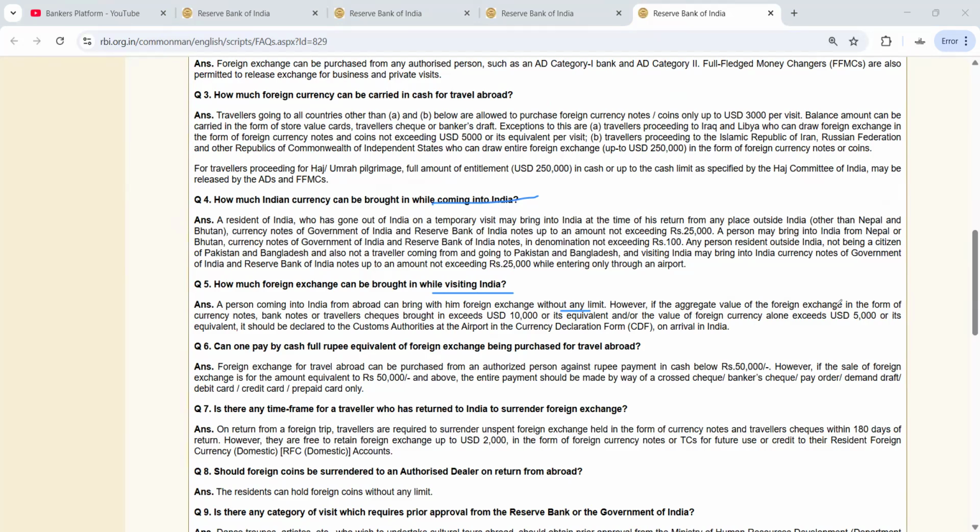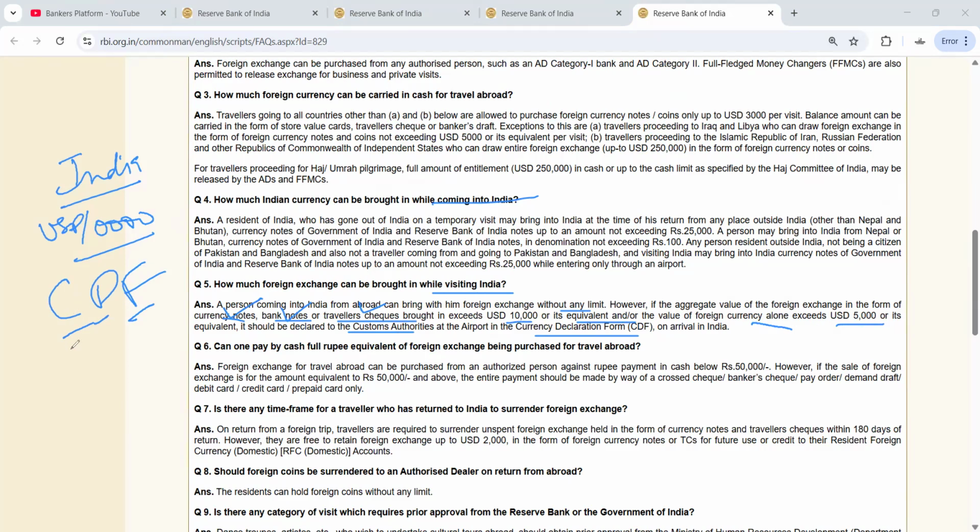However, if the aggregate value of foreign exchange in the form of currency notes, bank notes, and traveler's checks brought exceeds 10,000 or its equivalent, or the value of foreign currency alone exceeds 5,000 or its equivalent, it should be declared to the customs authority at the airport in the CDF form on arrival in India. So if any person is coming to India with more than 10,000 in foreign currency, including traveler's checks, bank notes, and foreign currency notes, and the value of foreign currency alone exceeds 5,000, they have to declare this in the CDF form.